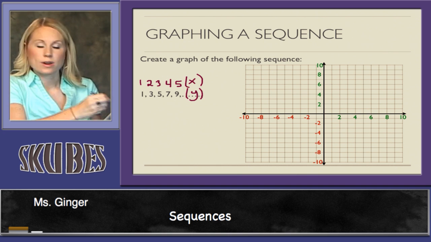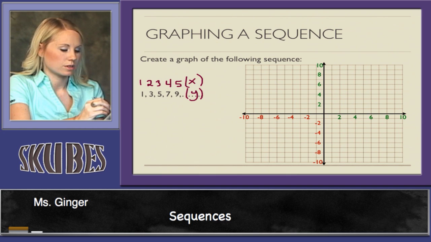So I've got the point 1, 1, which is going to be here. Then I've got 2, 3. So I'm just going to go put these here. Then I've got 3, 5, 4, 7, and 5, 9.